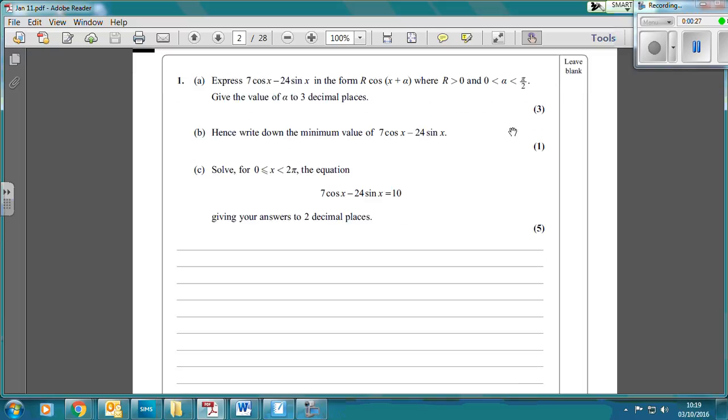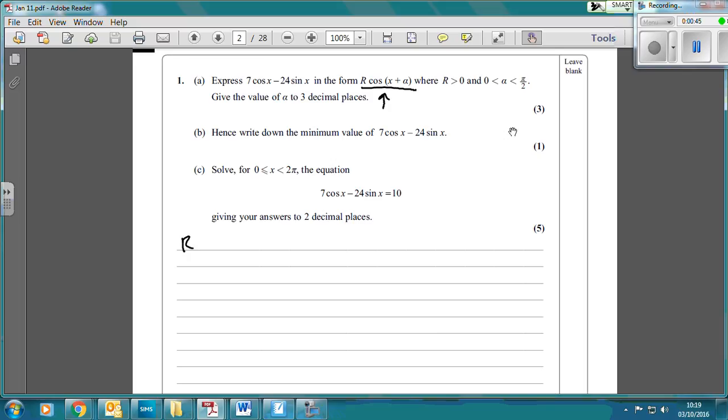So the first one is to express 7 cos x minus 24 sin x in this format here. Now this one comes up in most exams, so it's really, really important that you know how to do this one. So what we're going to do is have a look at the expansion of r cos(x plus alpha).